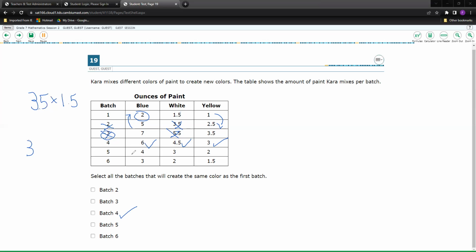What about 5? Again, divide. 4 divided by 2 is 2. So my magic number is 2. Now we go backwards. 2 times 2 is 4. 1.5 times 2 is 3. And 1 times 2 is 2. So that one matches. And then 3 divided by 2 is 1.5. And 1.5 times 1.5 is not going to give me 2, it's going to give me 2.25. So anyway, only batches 4 and 5 match the ratios.